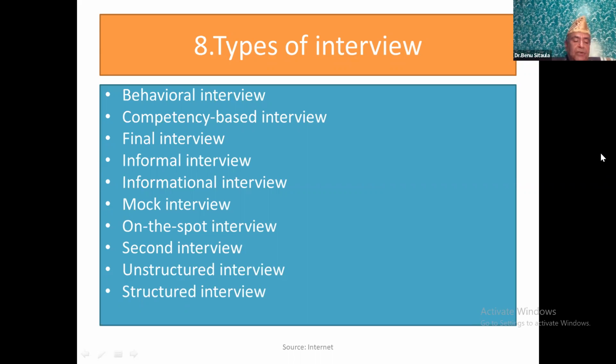Another type of interview is the structured interview. A structured interview is just the opposite of the unstructured interview. A structured interview is when the interviewer asks each candidate the same questions, because in this interview, the interviewer has already prepared the questions to be asked to the interviewees.